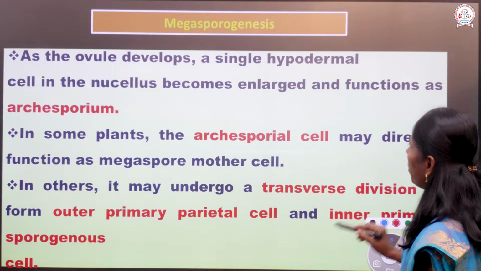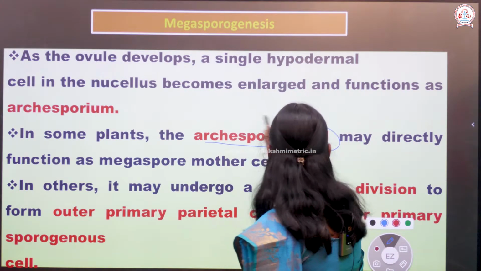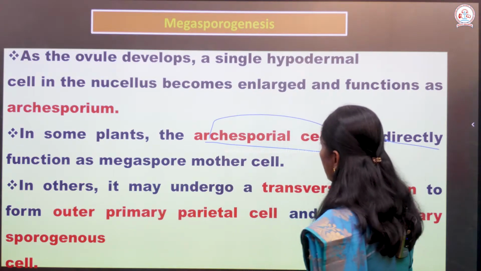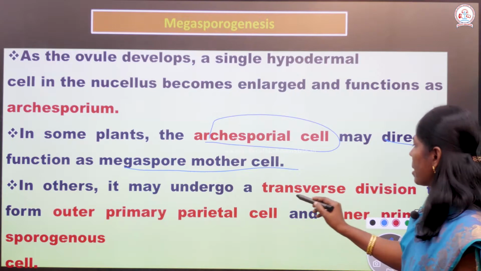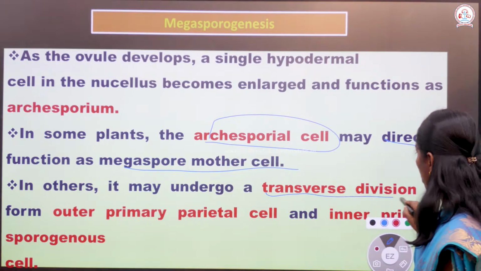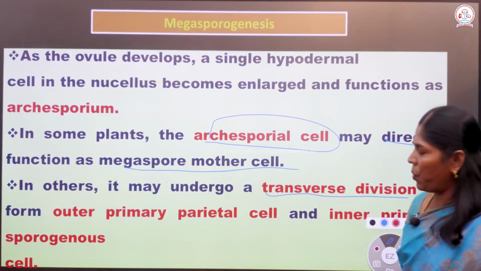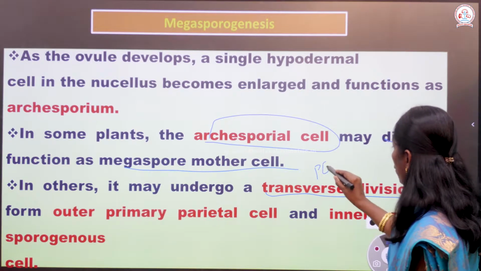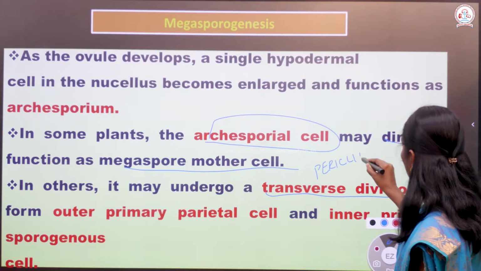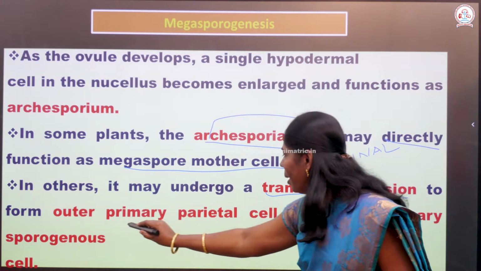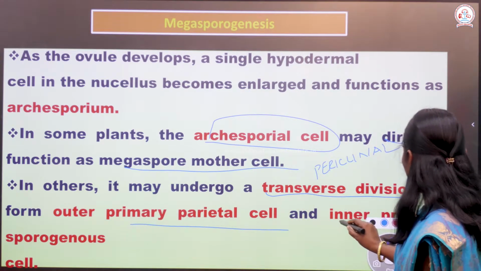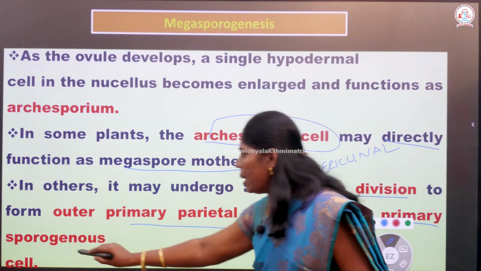Okay, as I already said, the archesporial cell may directly function as the megaspore mother cell. Otherwise it undergoes the transverse division. So what is the transverse division? That is your periclinal division. This is called a periclinal division, to form the primary parietal cells and the inner primary sporogenous cells.